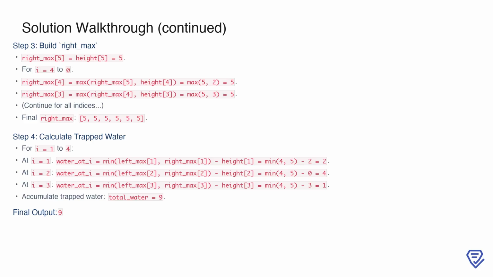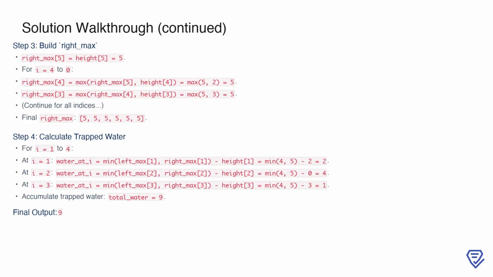With both the left_max and right_max arrays constructed, we compute the trapped water at each index. For instance, at i = 1, the minimum of left_max[1] and right_max[1] is 4, and subtracting height[1] gives 2 units of water. At i = 2, the calculation yields 4 units, and at i = 3, it gives 1 unit.